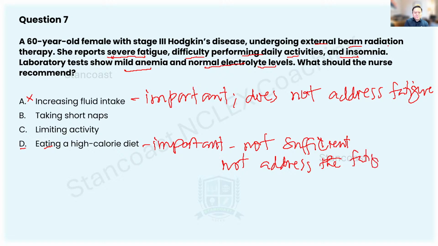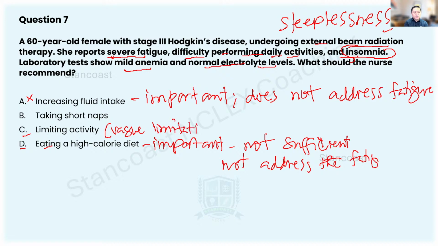Guys, we know that the patient already has insomnia, right? Sleeplessness. That's your clue right there. Do you see what I'm looking at right now? Difficulty performing daily activities. There's also insomnia. What do you think can help decrease the fatigue? All right, let's take a look at letter C, limiting activity. Yeah, it's also important to limit their activity. We know that they're already exhausted, right? But if we are going to really limit their activity, we don't know what limitation. This is kind of a vague limitation.